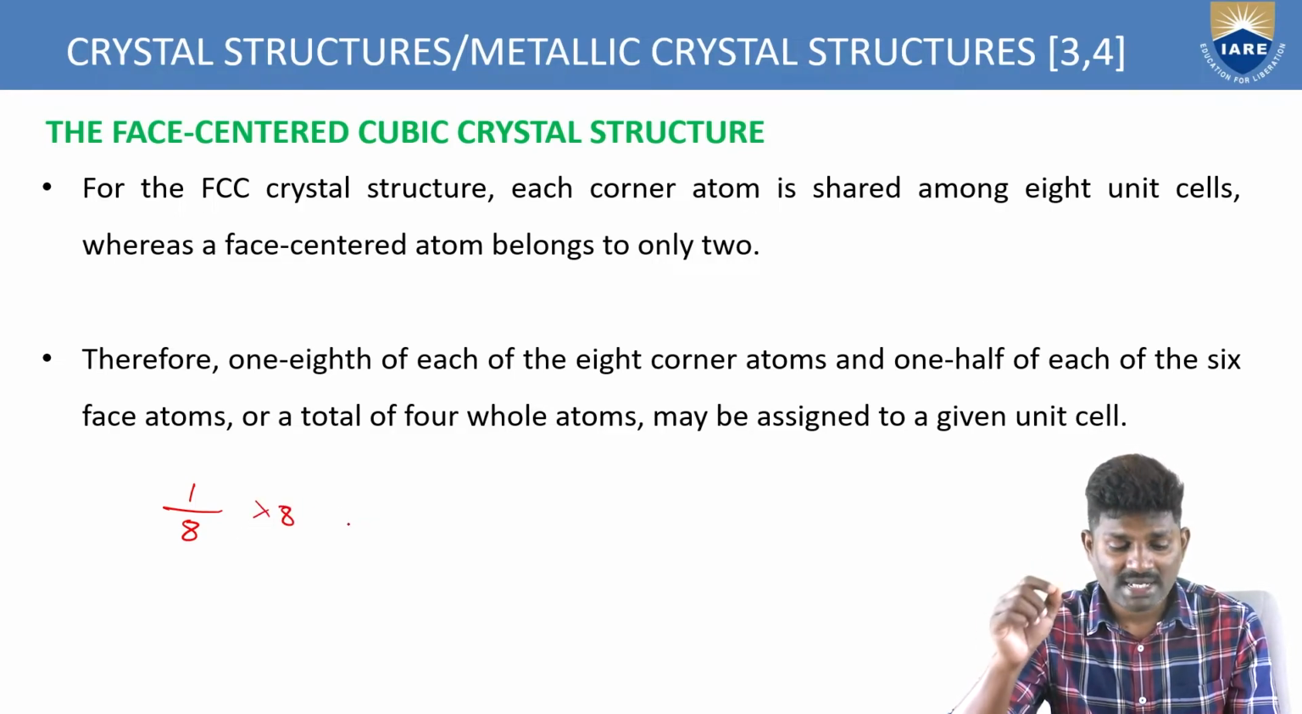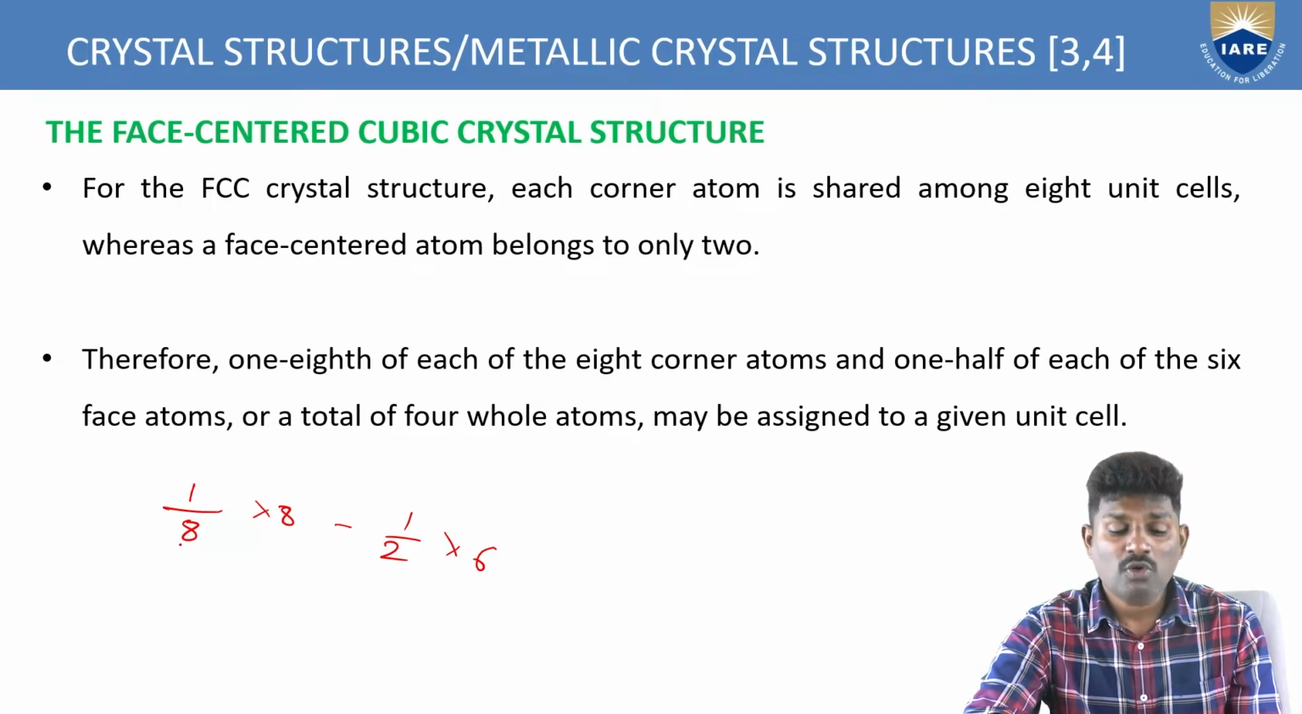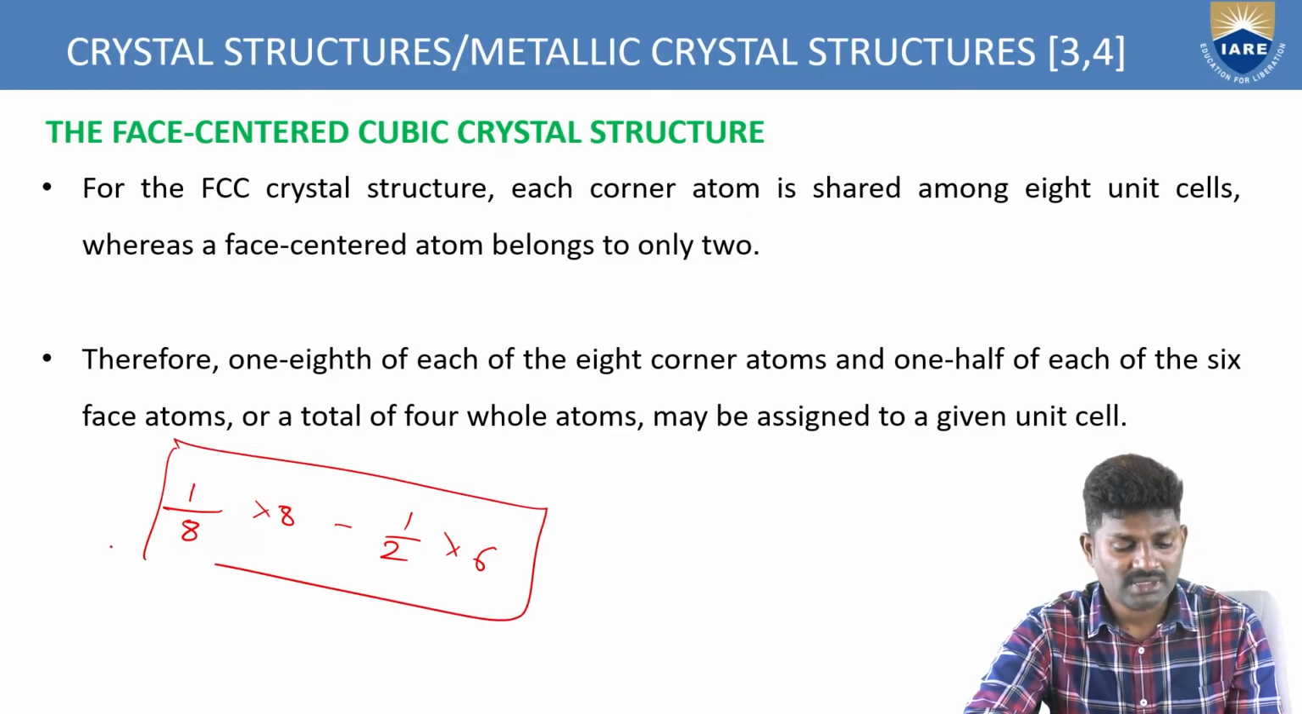And what is happening at the center? You have 1/2 of each of the 6 face atoms, so 1/2 into 6 face atoms. Totally 4 whole atoms can be assigned for a unit cell. If you calculate this, you'll get the complete 1 and 3. So 1 plus 3 equals a total of 4.